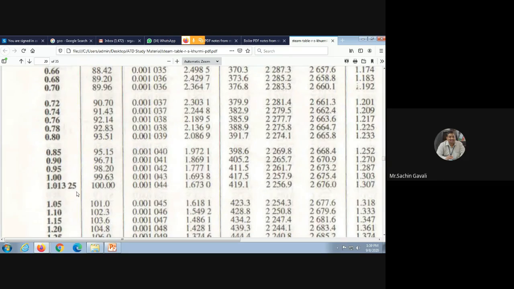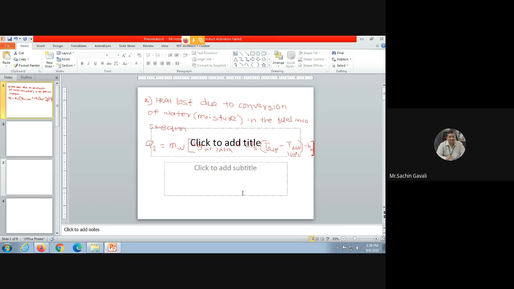Now who will tell? At atmospheric pressure, the saturation temperature is 100 degrees Celsius. And what is the hg value at 100 degrees Celsius? 2676 kilojoule per kg. Now here we have to put the value.